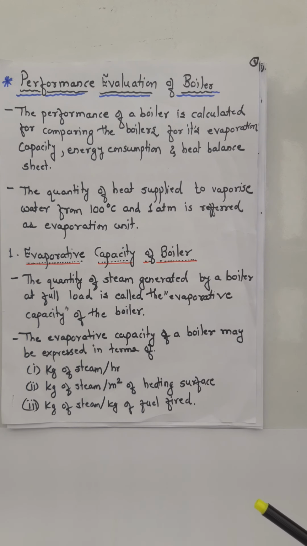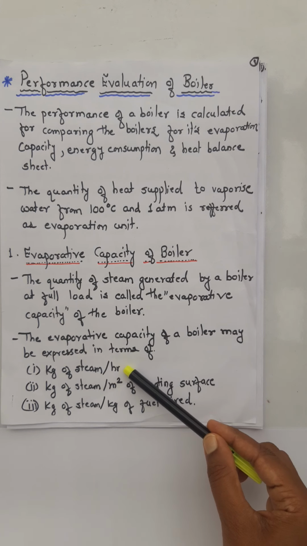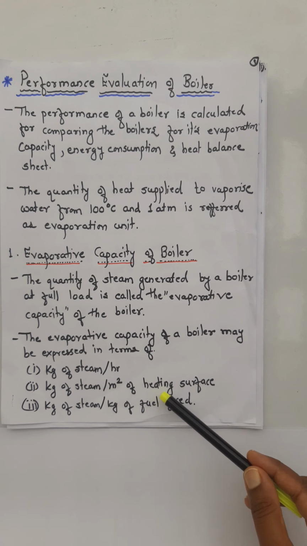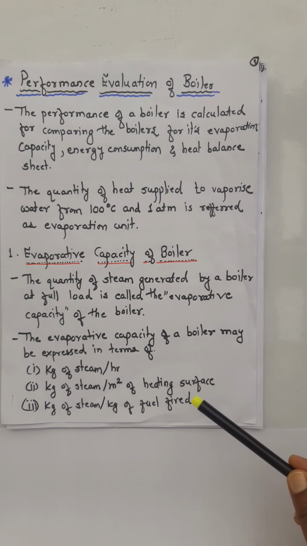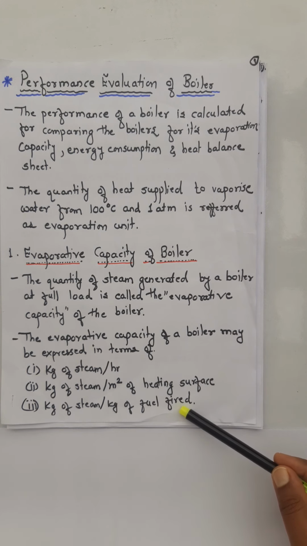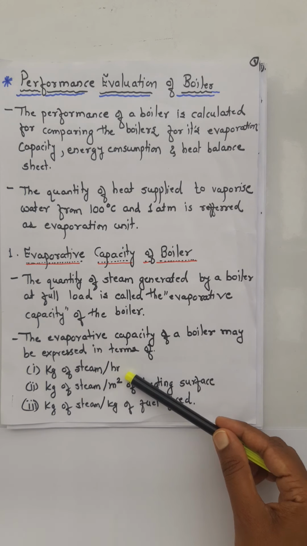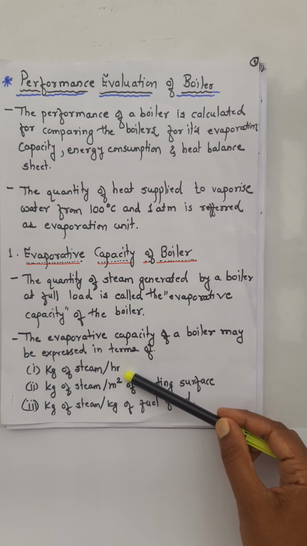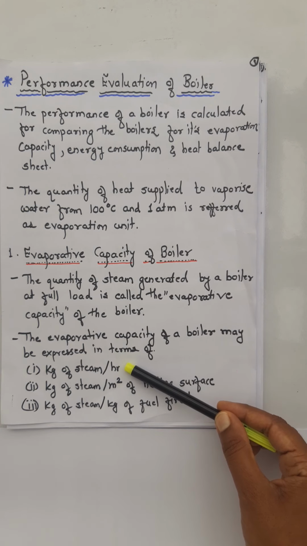It may be expressed on the basis of time, it may be expressed on the basis of the heating area, or it may be expressed on the basis of the fuel burnt. So the evaporation rate can be given as kg of steam per hour, which is nothing but the ratio of mass of steam generated to the time period in hours.